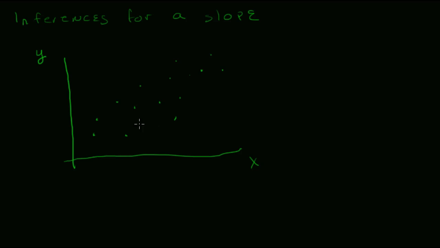And it looks like I might have positive correlation here, so I'm going to assume there's some sort of line of best fit. We're going to say that this line of best fit is y hat equals b sub 0 plus b sub 1 times x. So this is a point estimate for the regression line that would be the regression line if I had all of the data points.